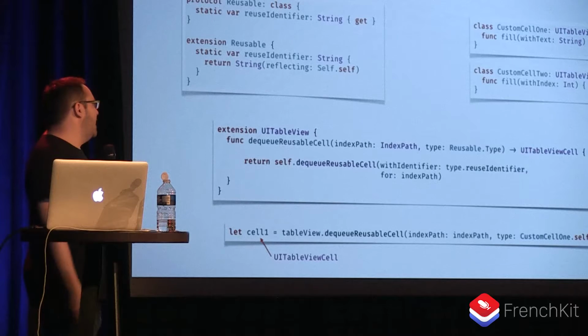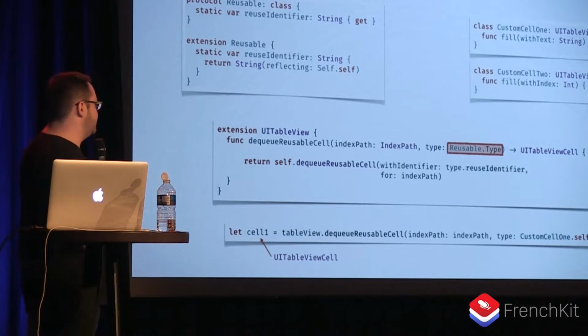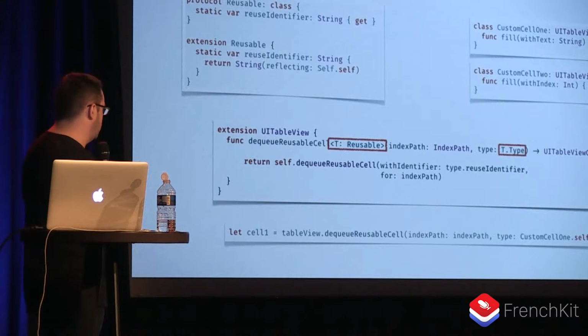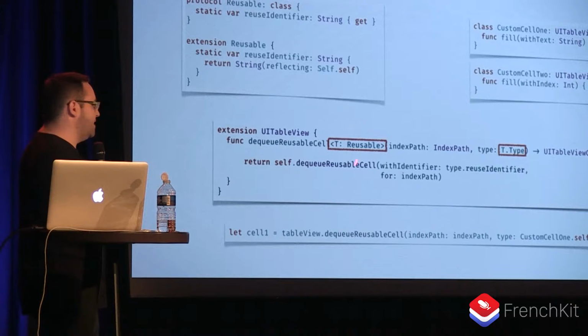So let's do that. To improve that API, we're going to use some generics, so I hope you're going to bear with me there. First, we replace this Reusable type with a generic parameter called T there. So T is a generic parameter. It has to conform to Reusable. And now we just use T.Type.